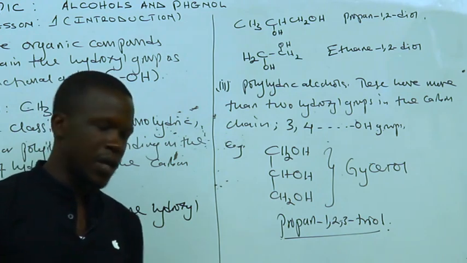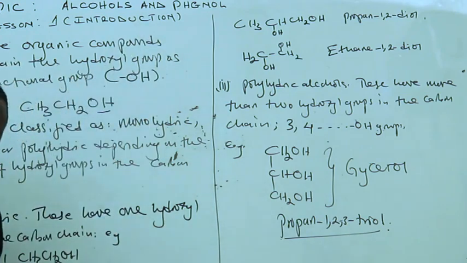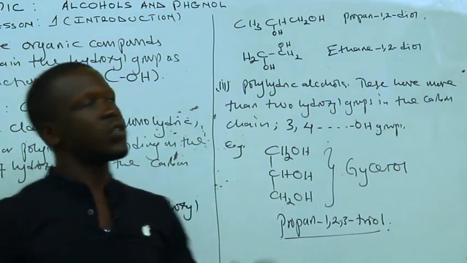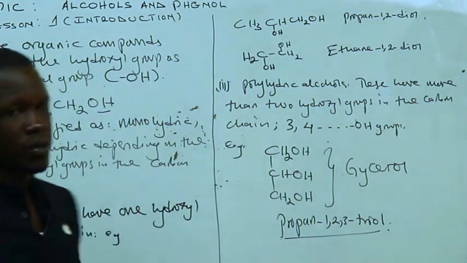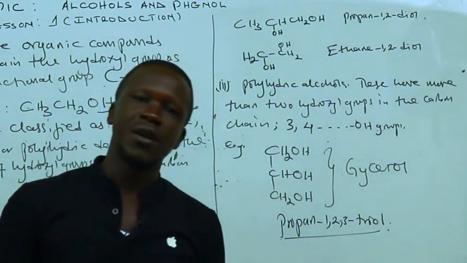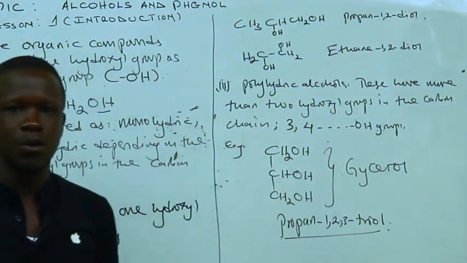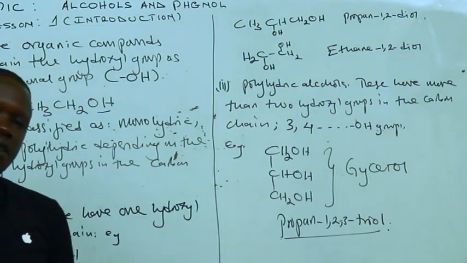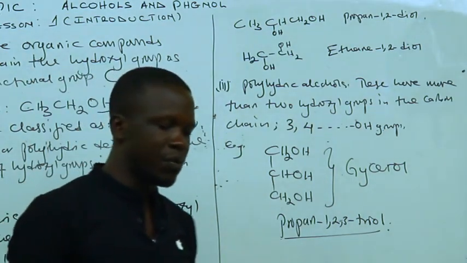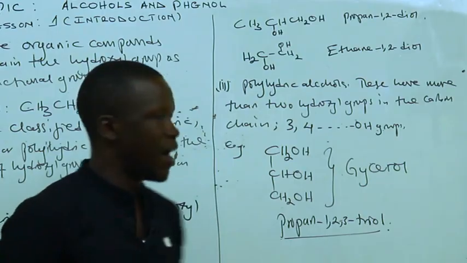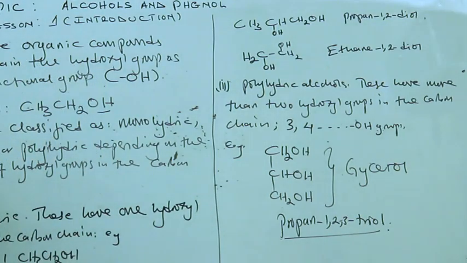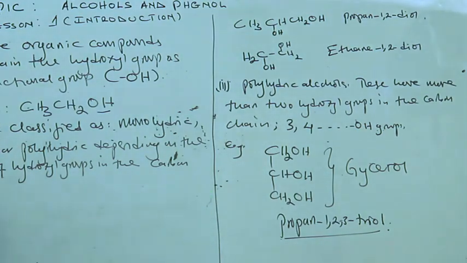Now, according to the number of hydroxyl groups, that's the way we can classify alcohols. However, in our discussion of this topic, alcohols, we shall be more concerned with the monohydric alcohols. We are going to discuss the monohydric alcohols in quite more detail.